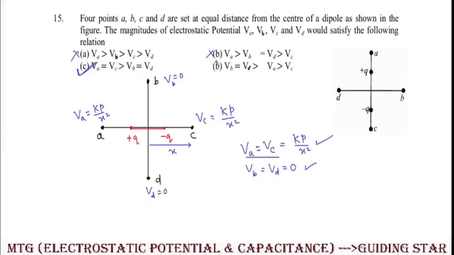And here we don't have to check option D further. Why? Because VB equal to VD, that is correct. And it says VD is greater than VA. How can it be greater than VA? Because VD is 0 and VA is Kp upon x square. So this is wrong. And VA equal to VC is not being satisfied over here. So option D is also wrong. So option C is the correct one.